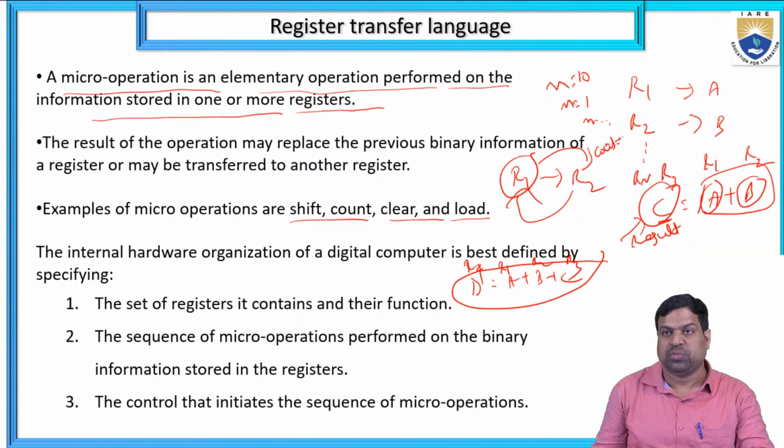Suppose C equals A plus B. Load means A equals some value, for example A equals 5, B equals 6. If I give the values A equals 5 and B equals 6, this is called loading of values.